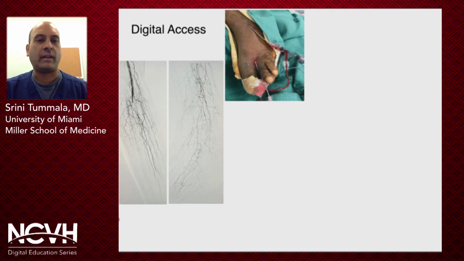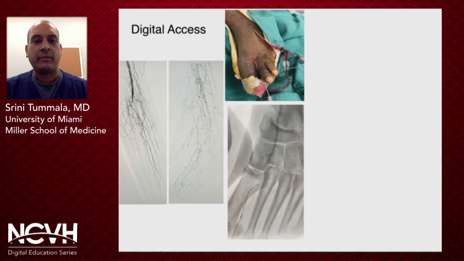Finally, there's also digital access. Here's a patient with CLI, great toe ulcer, 4th and 5th toe amputations. You can see there's nothing below the knee joint. There's really no named vessels below the ankle. I was able to basically attempt from above.